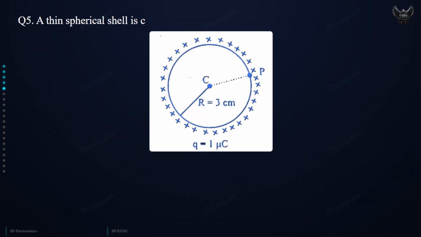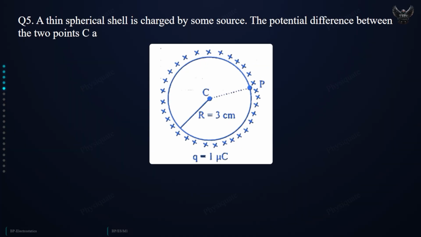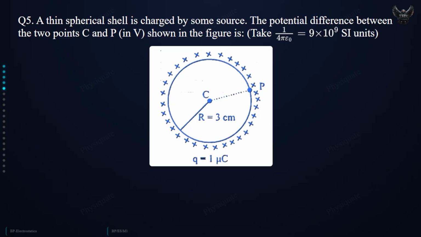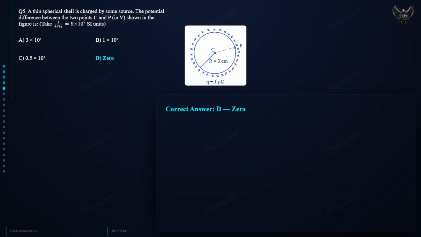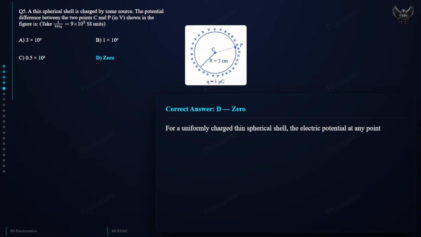Question 5. A thin spherical shell is charged by some source. The potential difference between the 2 points C and P, in V, shown in the figure is, take 1 divided by 4 pi epsilon 0 equals 9 times 10 to the power 9 SI units. Correct answer is option D. For a uniformly charged thin spherical shell, the electric potential at any point inside the shell is constant and equal to V equals kq divided by R.